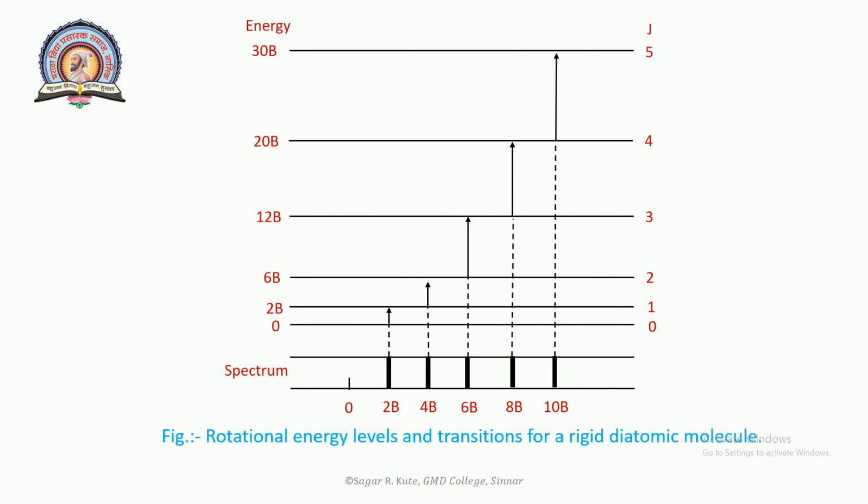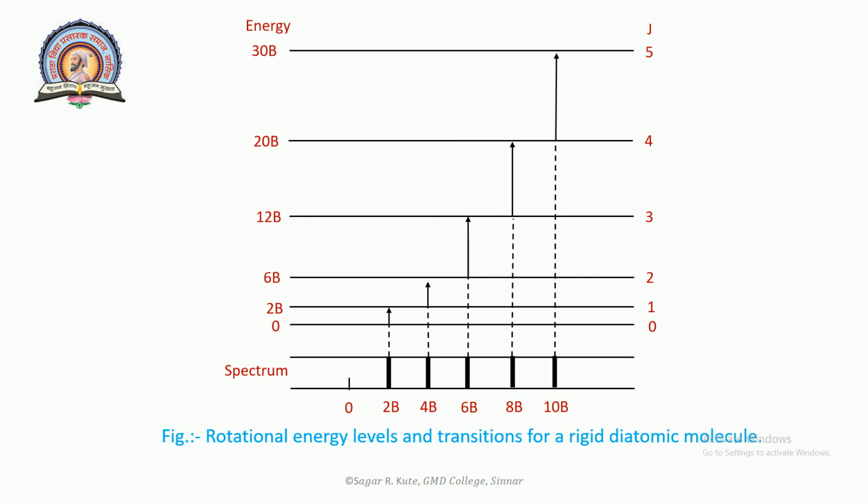Now this diagram indicates the rotational energy levels and transitions for a rigid diatomic molecule. Thus a series of spectral lines with wave number values 2B, 4B, 6B is expected for the rotational spectrum of a rigid diatomic molecule. The separation between any two adjacent lines is 2B. As the rotational levels are closely spaced compared with kT, many of the lower levels will be populated, leading to a spectrum with sufficient lines.